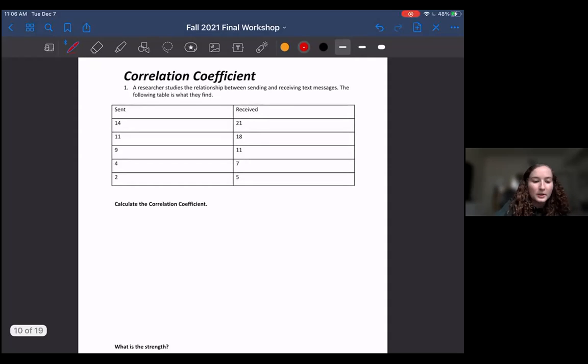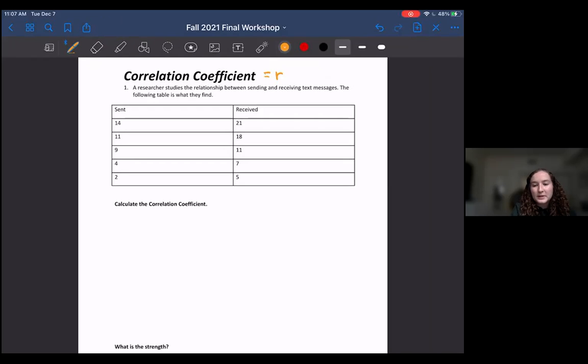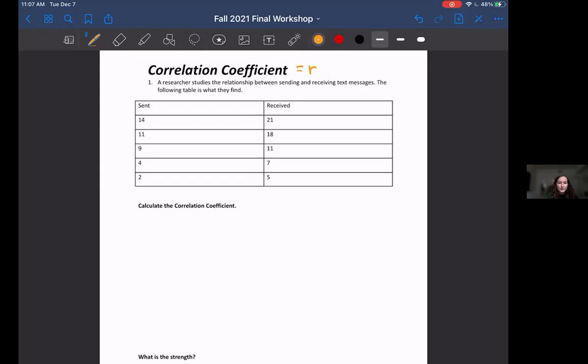So the first thing we're going to work on is correlation coefficient. Does anyone know the letter that stands for correlation coefficient? Okay, so it is just R. So correlation coefficient is equal to R. Does anyone know what the equation for how to calculate the correlation coefficient is? It's a pretty long equation. If at any point anyone has an answer, feel free to unmute or type it in the chat. I'll be looking at the chat the whole time as well. Okay, so no one knows off the top of their head that equation.